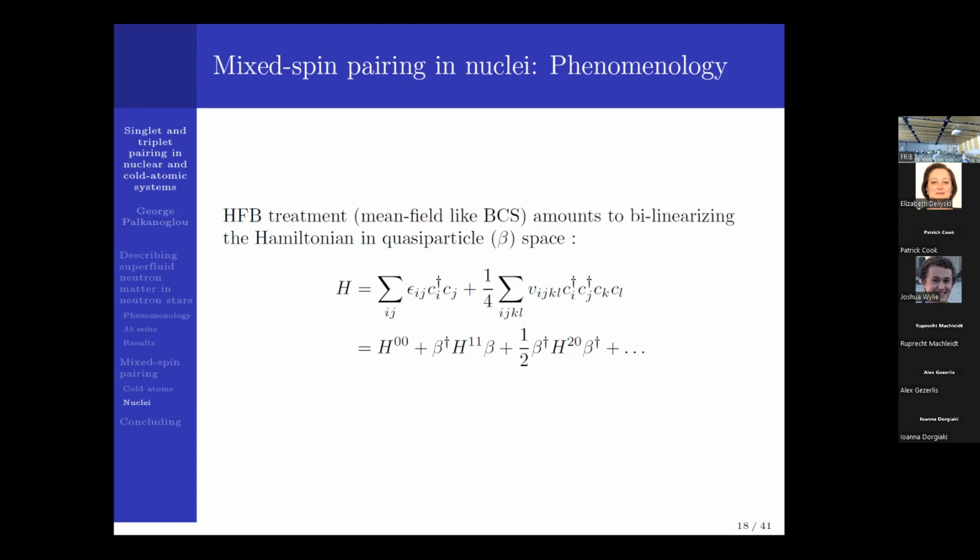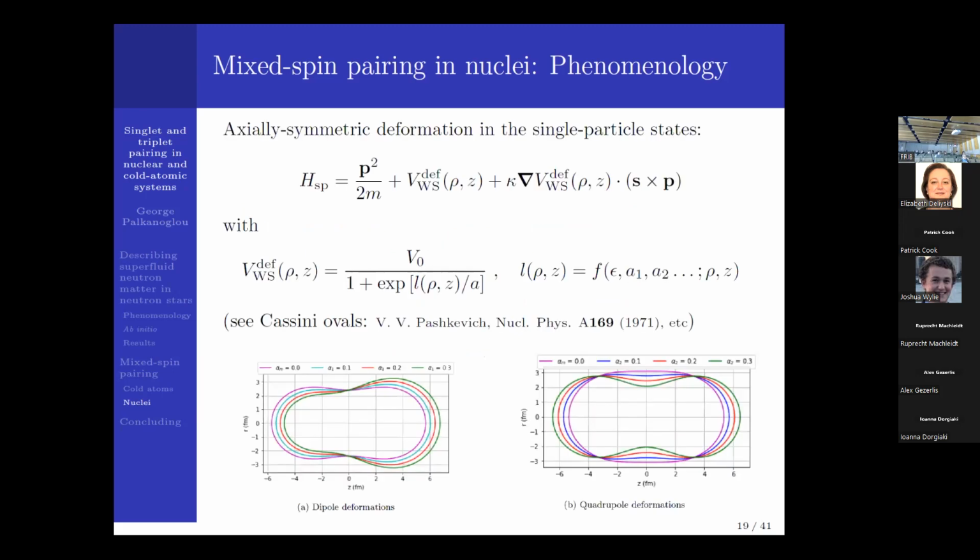How does deformation come into this? Deformation comes from the single particle states. So this is a mean-field treatment. Each particle moves in a frozen configuration of all the other particles, and that frozen configuration follows the density profile of the nucleus. So for a deformed nucleus, that means that we have a deformed potential, and also a deformed spin-orbit term as well.